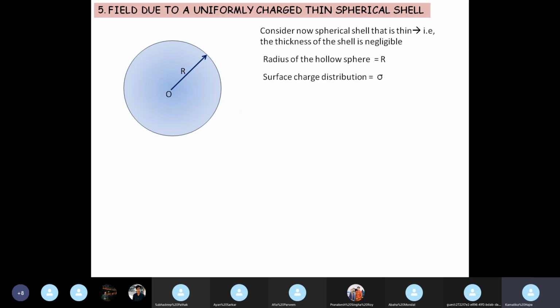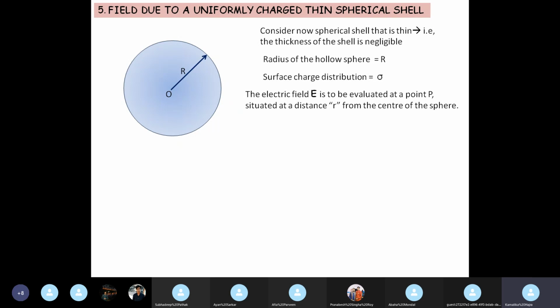So since it is hollow, now we can no longer consider the volume charge distribution. We have to consider the surface charge distribution. It's hollow, there's no volume, it's empty inside. So volume charge distribution doesn't make sense. The charge is on the surface. So we have to consider the surface charge distribution, that is sigma.